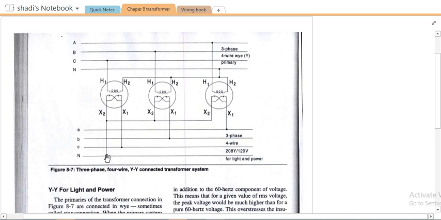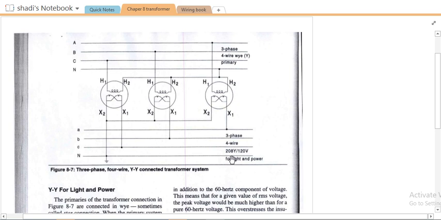The neutral, from the utility point of view, has to be grounded, and this is what we call the grounded conductor. So the grounded conductor is basically the neutral. It is another terminology used to represent the neutral. Now the three lines small a, small b, and small c, which will be connected also to your facility, will be called the ungrounded conductors.